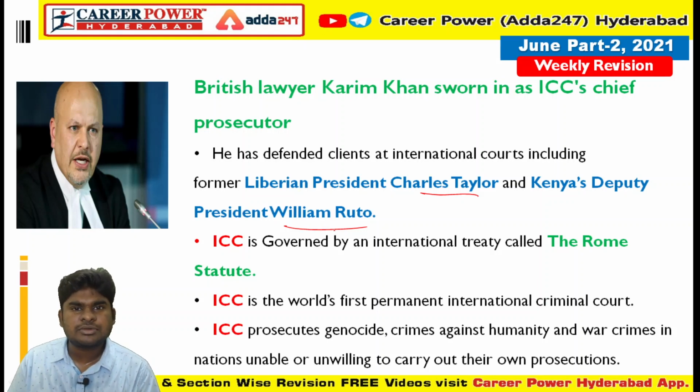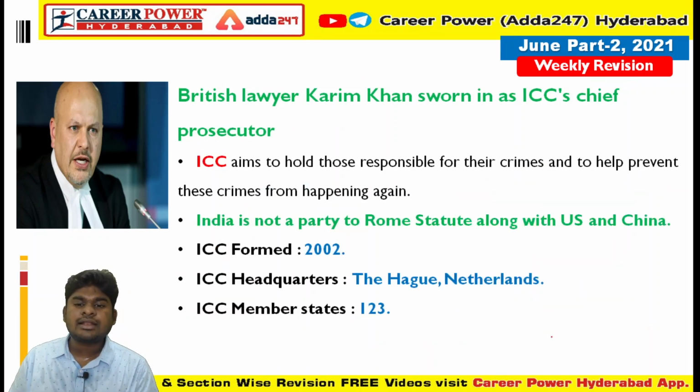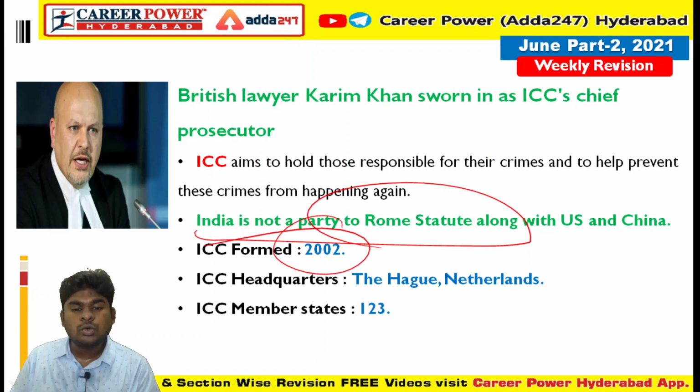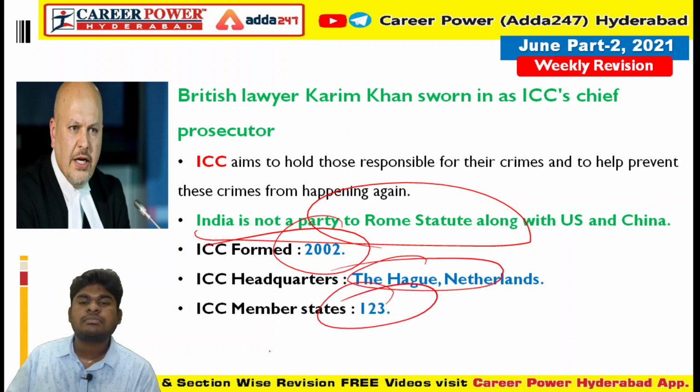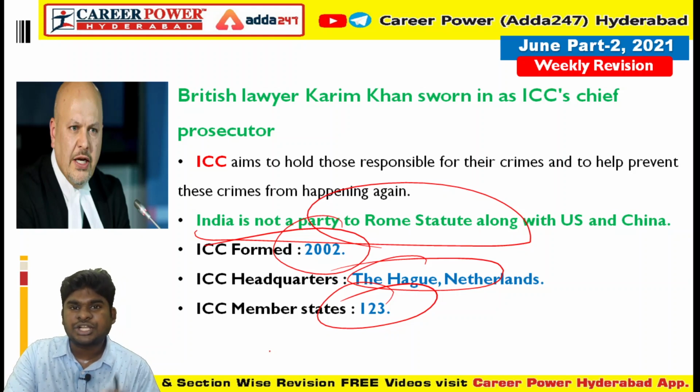Let us see some points about the International Criminal Court, which is governed by the international treaty, the Rome Statute. It's the world's first permanent international criminal court, mainly to prosecute crimes like genocide, crimes against humanity and war crimes. The ICC's main aim is to hold people responsible for their crimes and to prevent these crimes from happening again. India is not part of the Rome Statute, along with the US and China. Please remember, India is not part of it. The ICC was formed in 2002, headquartered in The Hague, Netherlands, and presently there are 123 members.